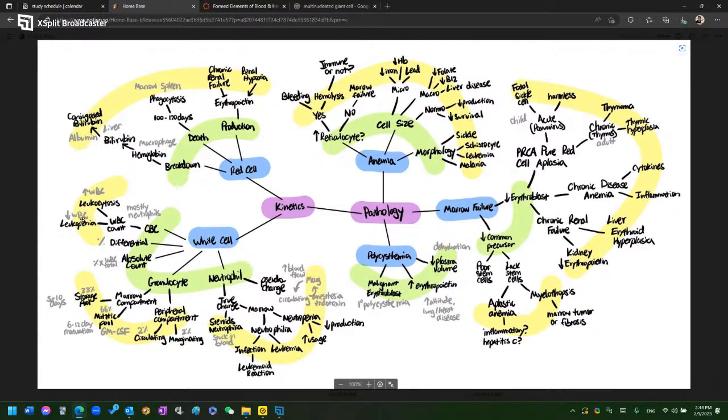Which can be affected, can be increased or decreased depending on the situation. But we can also break it down more specifically and look at how many, say, lymphocytes, how many granulocytes we have. So we can break it down into a differential, and we can also break it down to an absolute count of, say, how many granulocytes we have or how many neutrophils we have.